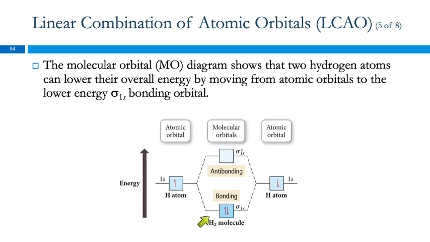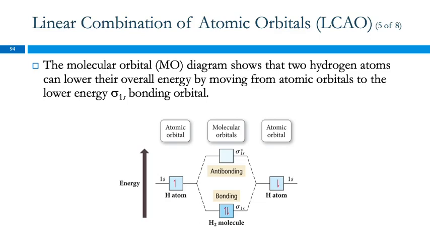Putting the electrons in here, we see both of these electrons are occupying the bonding orbital. And so that's going to be lower in energy than the individual atoms were. When electrons go in here, that raises the energy of the molecule and doesn't promote bonding. Does that make sense? A little bit?